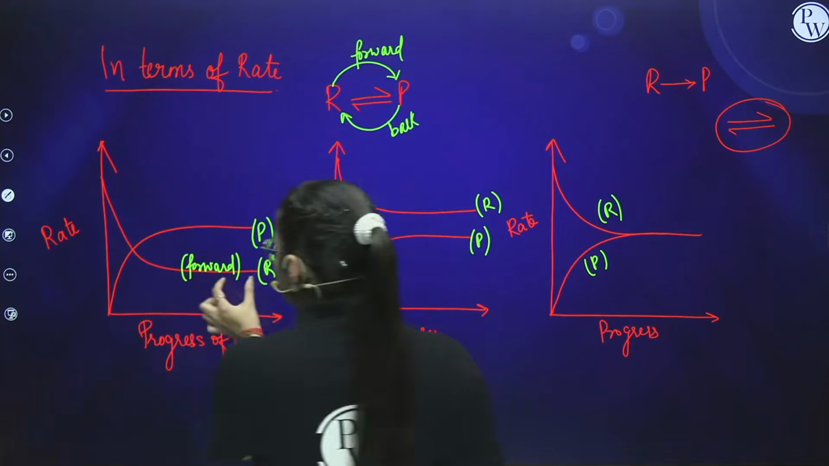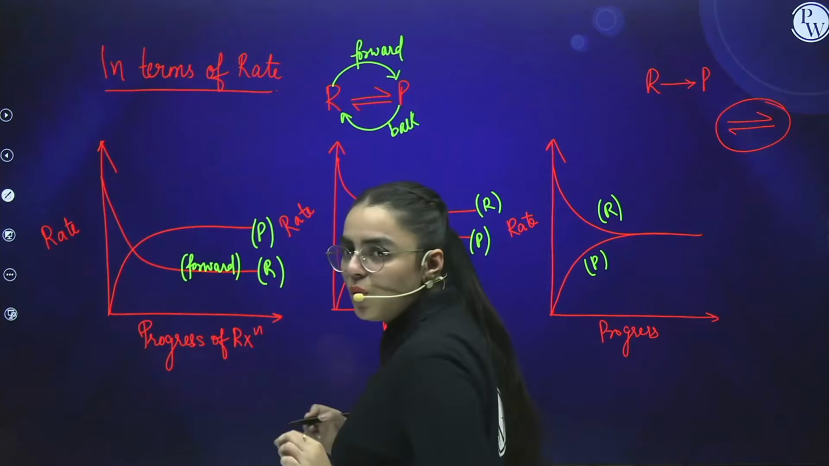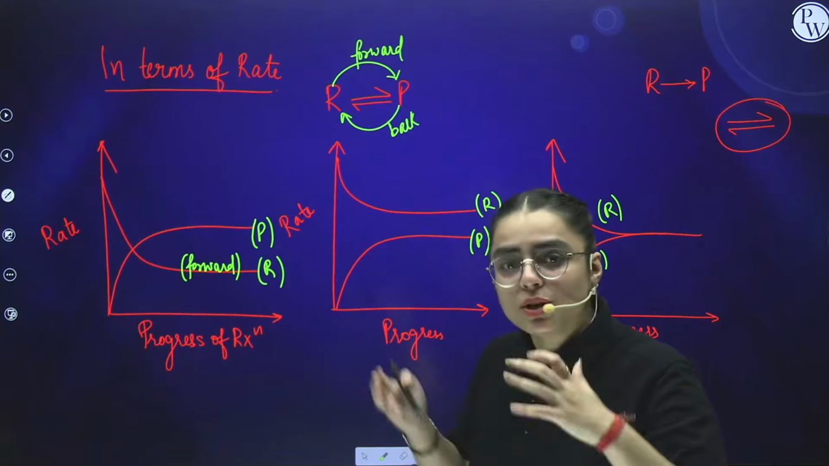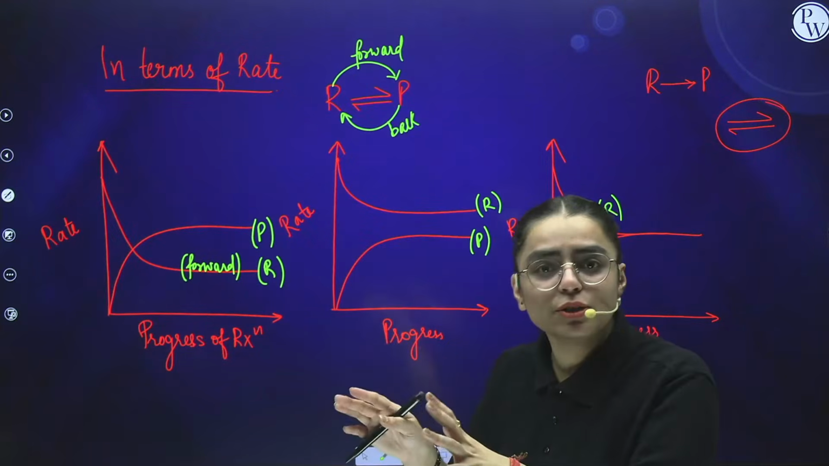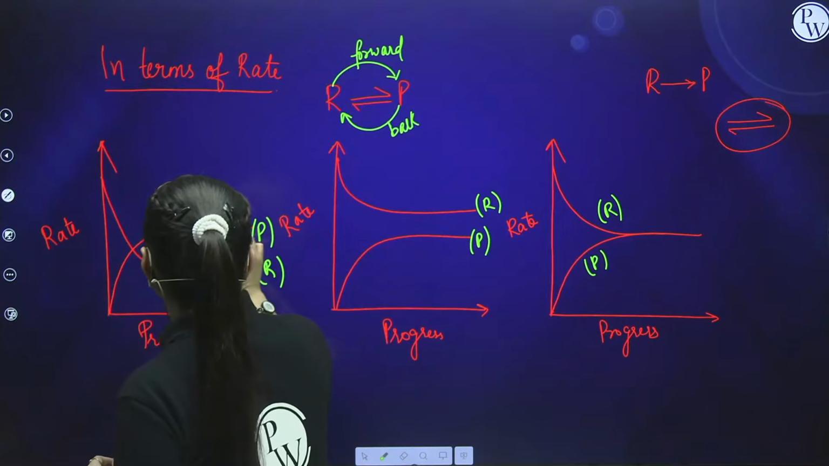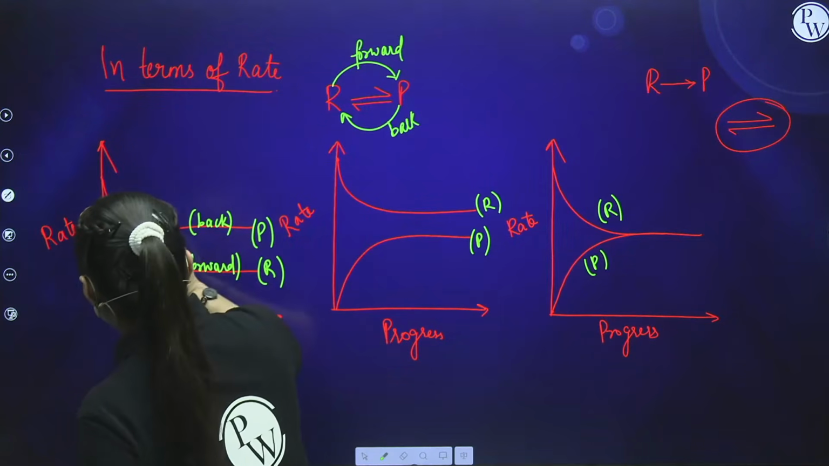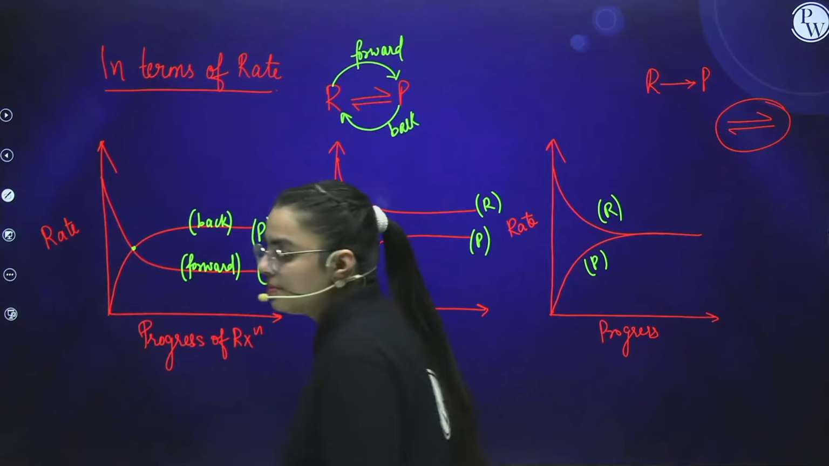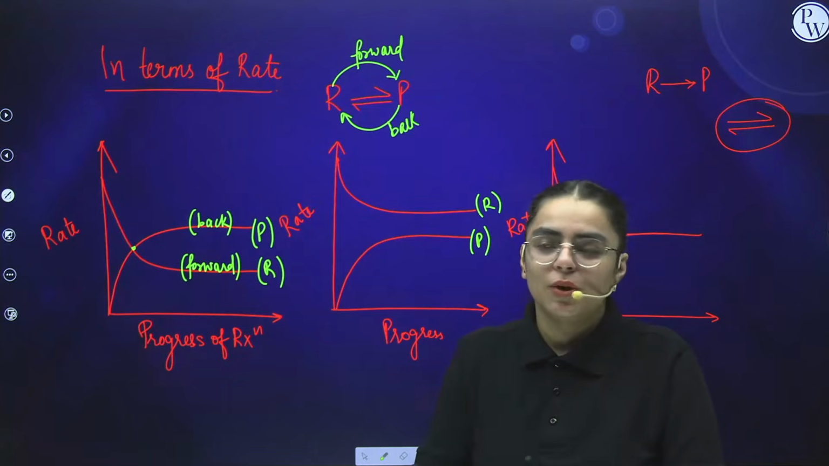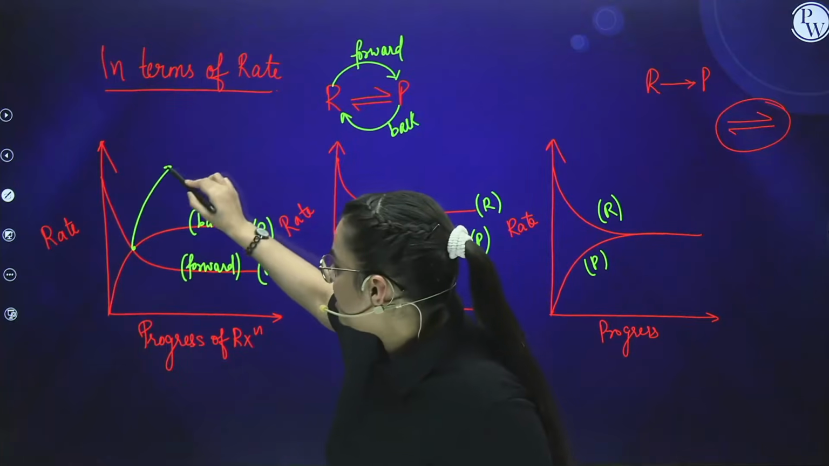My forward reaction was the one in which reactant was being converted into product, right? And this will be my backward reaction. Why? Because now the products are being consumed to form the reactant. Now this will be my backward one. If I see at this point, they both are equal. They both meet up. Okay, so this point is the equilibrium point. Here, this point is the equilibrium point.